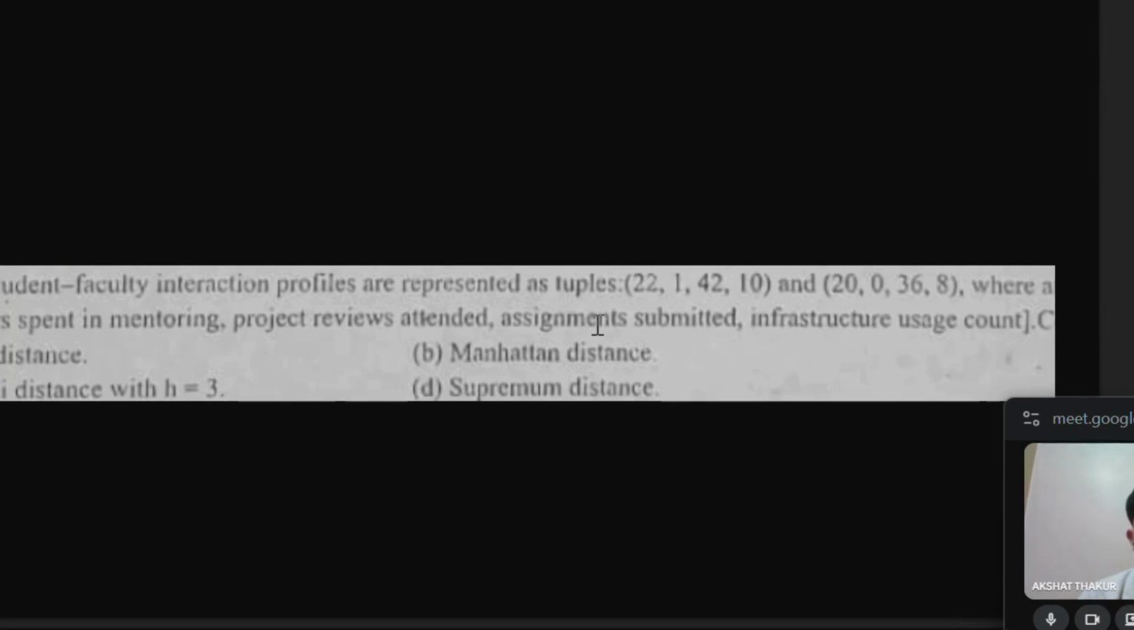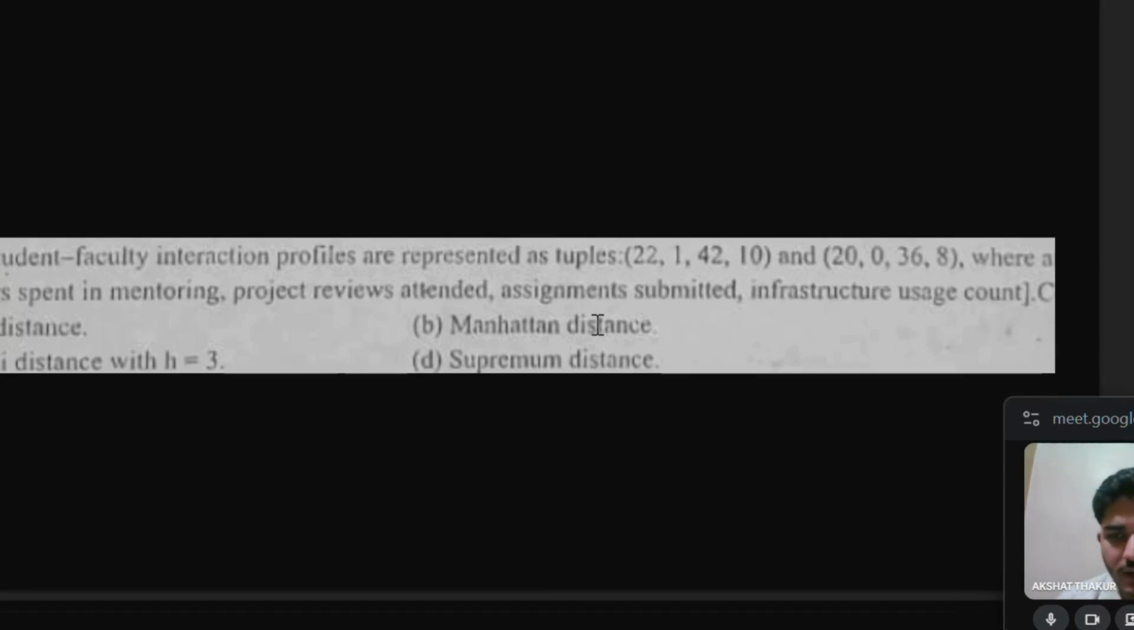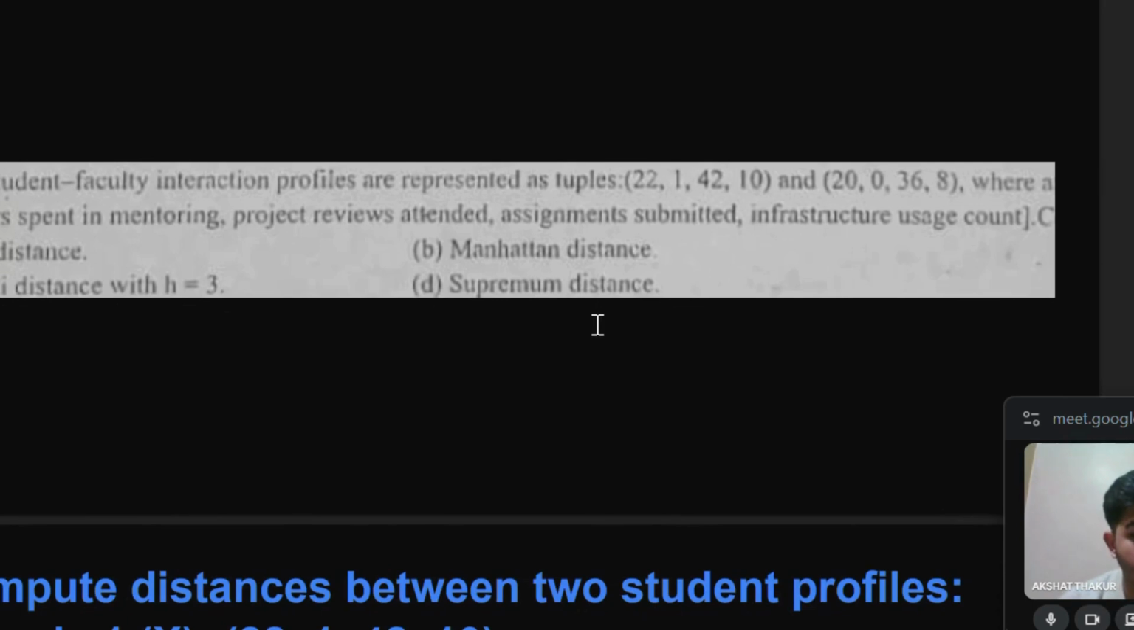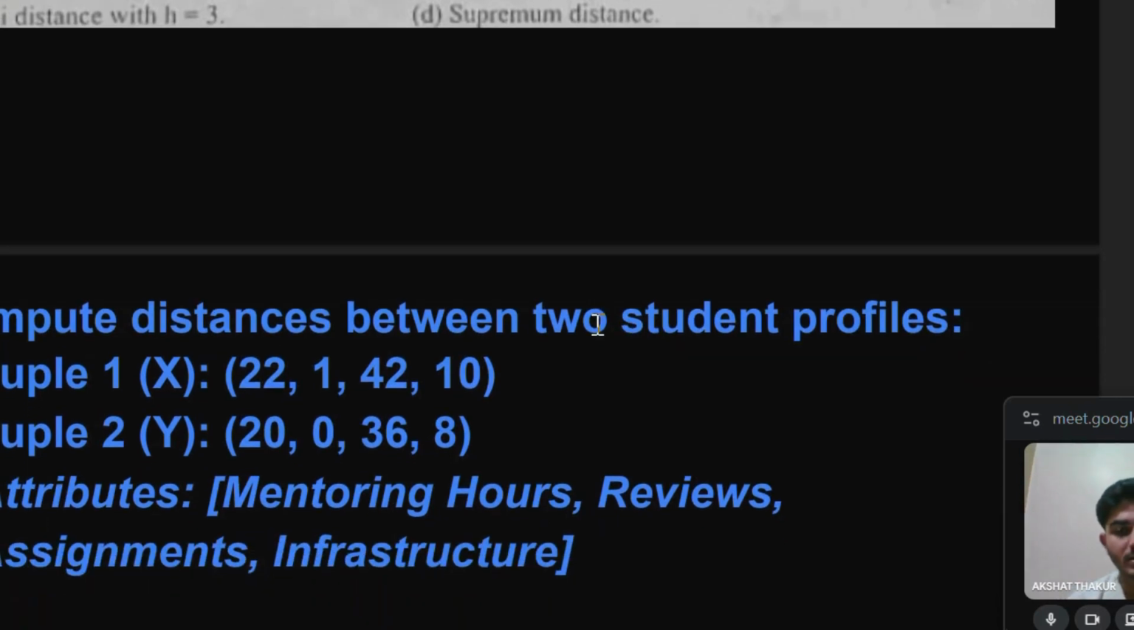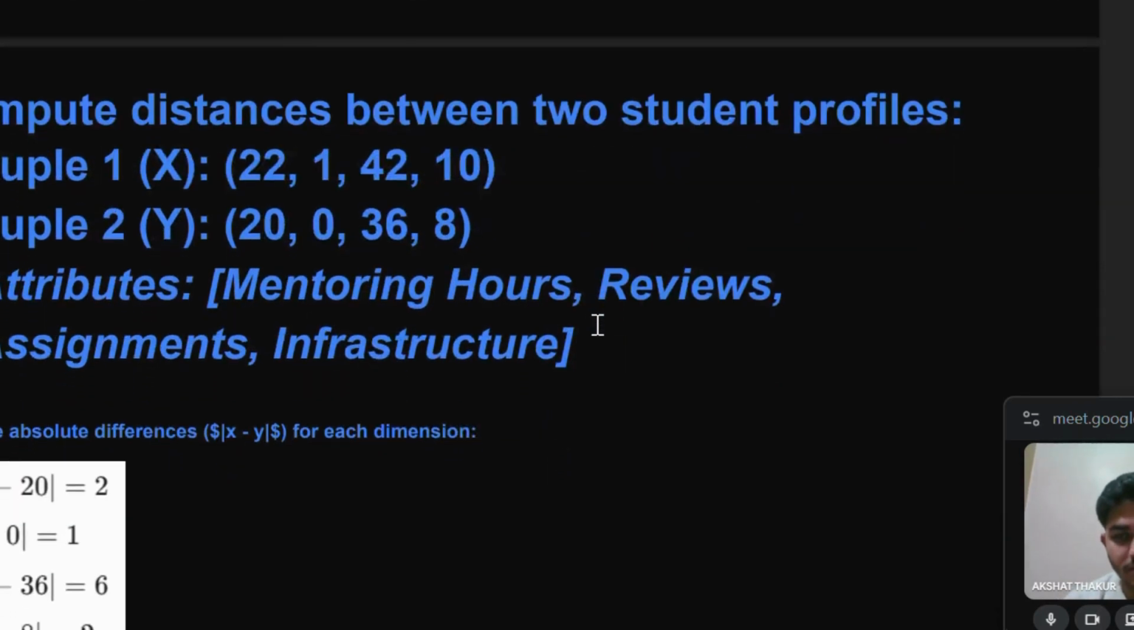Suppose two student faculty interaction profiles are represented as tuples: 22, 1, 42, 10 and 20, 0, 36, 8, where the attributes are hours spent in mentoring, project reviews attended and submitted, and infrastructure usage. So first we have to find Euclidean distance, Manhattan distance, Minkowski distance with h equals 3, and supremum distance. Computing it, tuple 1 and tuple 2 have been given.